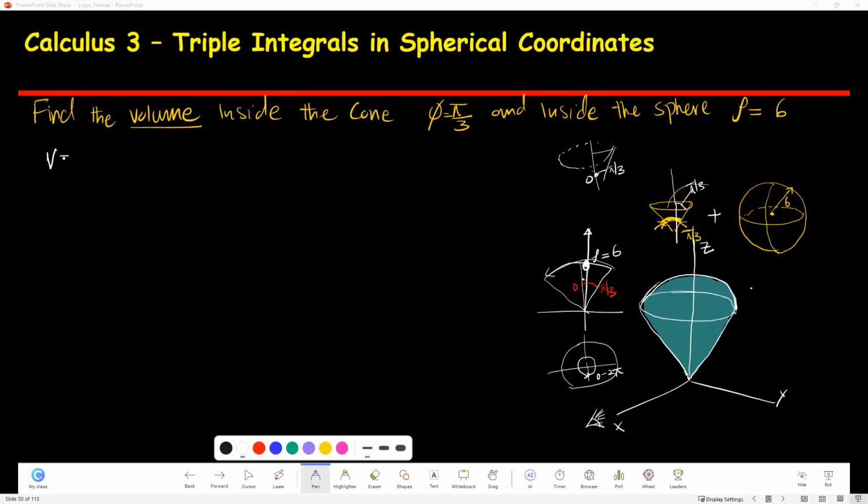So volume equals to triple integral. I don't have a function, so I'm going to just write dV. dV equals to rho squared sine phi, rho squared sine phi, then d rho d phi d theta.